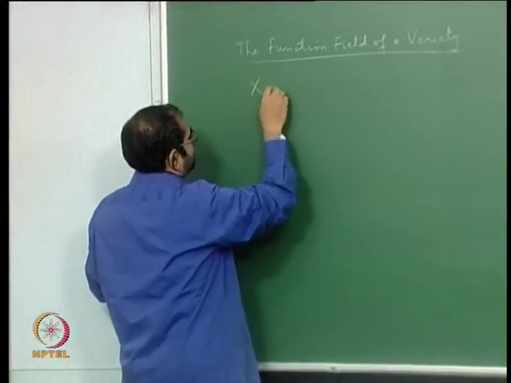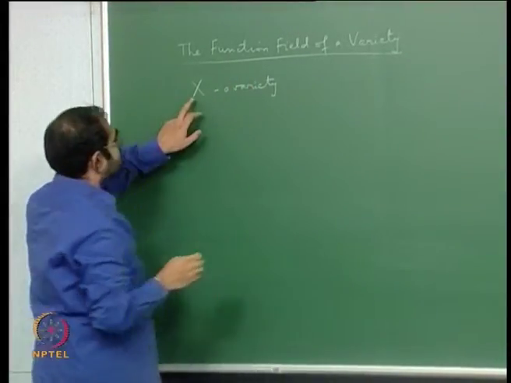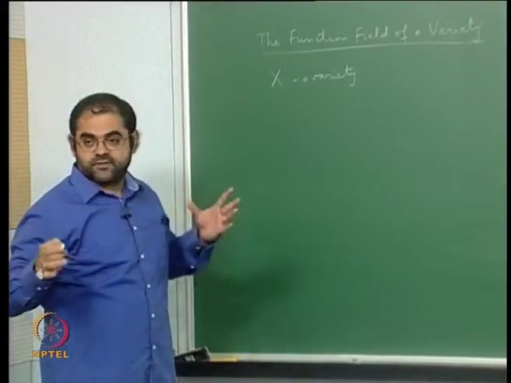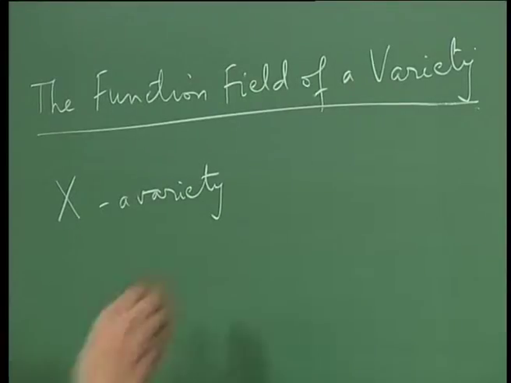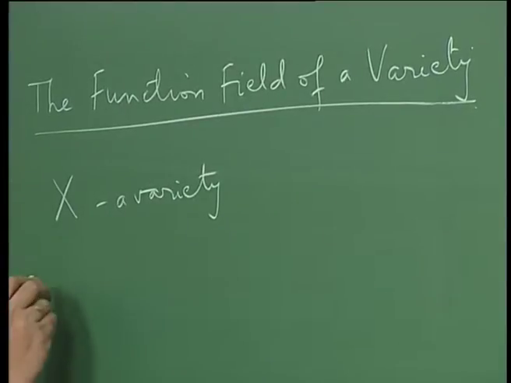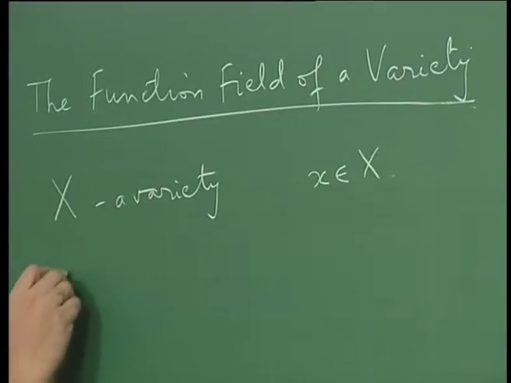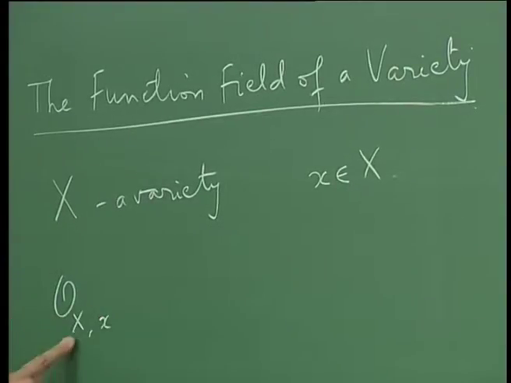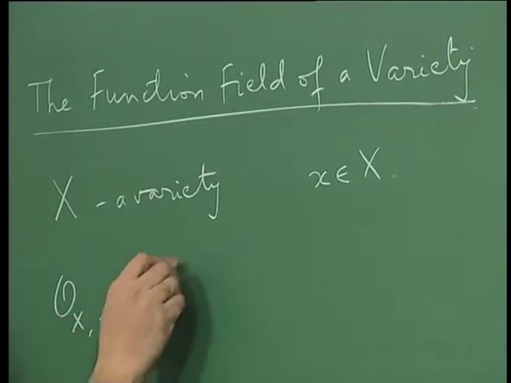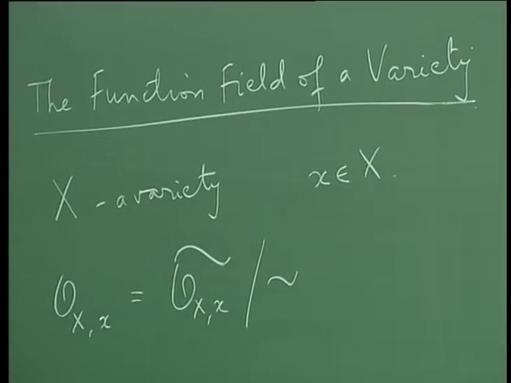So we start with X, a variety, which could be affine or quasi-affine or projective or quasi-projective, and we have a point. How do you define the local ring at a point of the variety? If you have a point small x in capital X, we defined O_{X,x}, the local ring of X at x, to be O_{X,x} tilde modulo an equivalence relation.